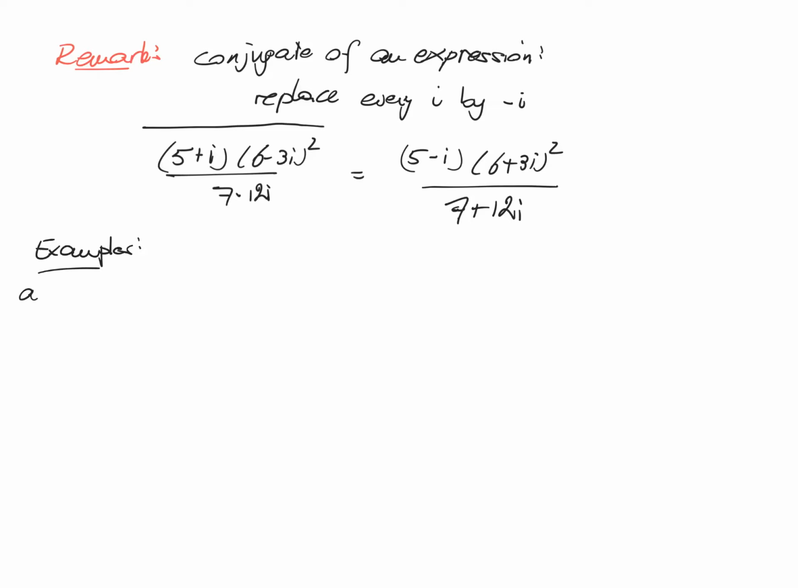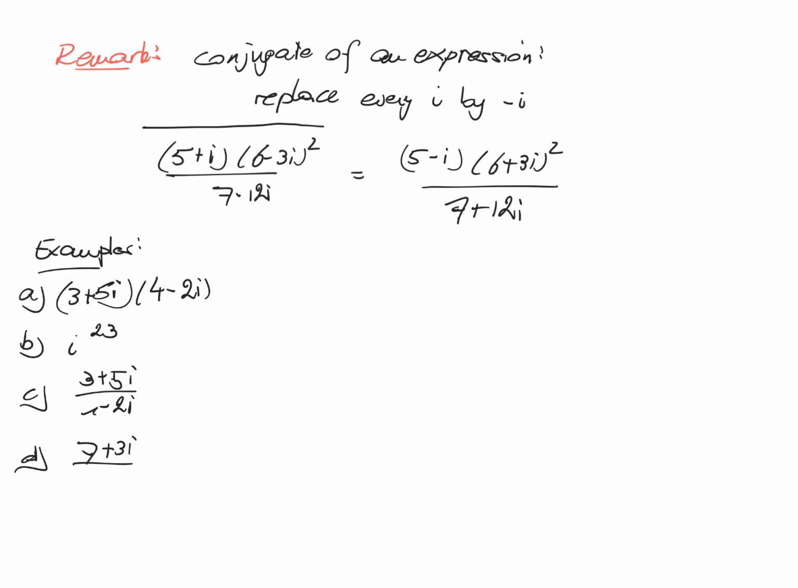For the first one, calculate 3 plus 5i times 4 minus 2i. Second one, what is the value of i to the power 23? Third one, make the division 3 plus 5i over 1 minus 2i. And then the fourth one, what is 7 plus 3i divided by 4i? So try to solve these examples by using the calculation rules that we saw.